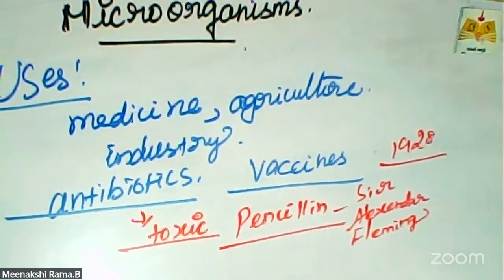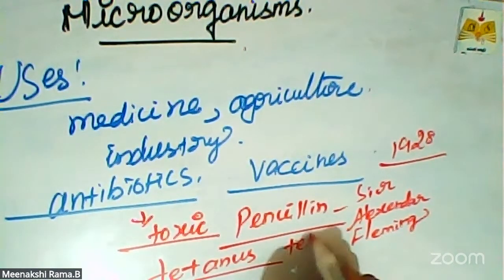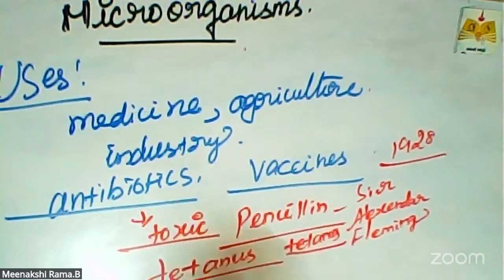The antibiotic penicillin was obtained from the fungus Penicillium. It is used to treat diseases such as tetanus. Another antibiotic, streptomycin, is obtained from Streptomyces bacteria and cures infections.